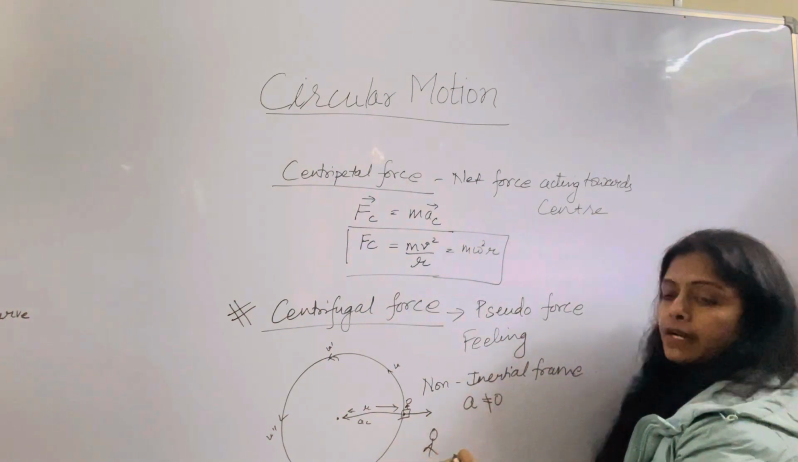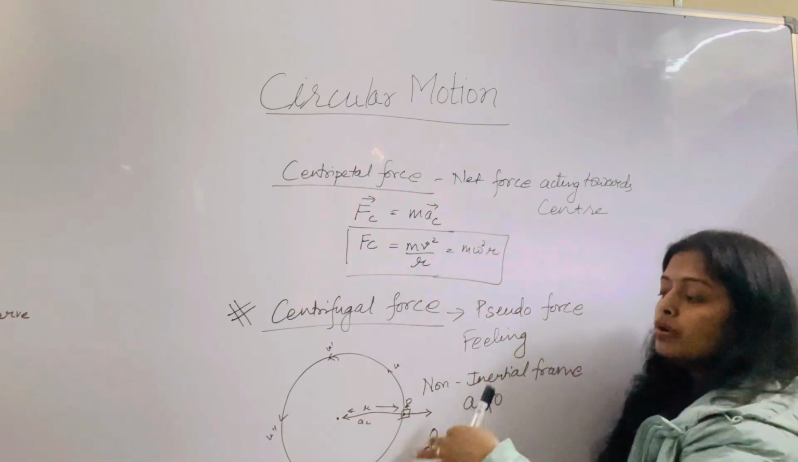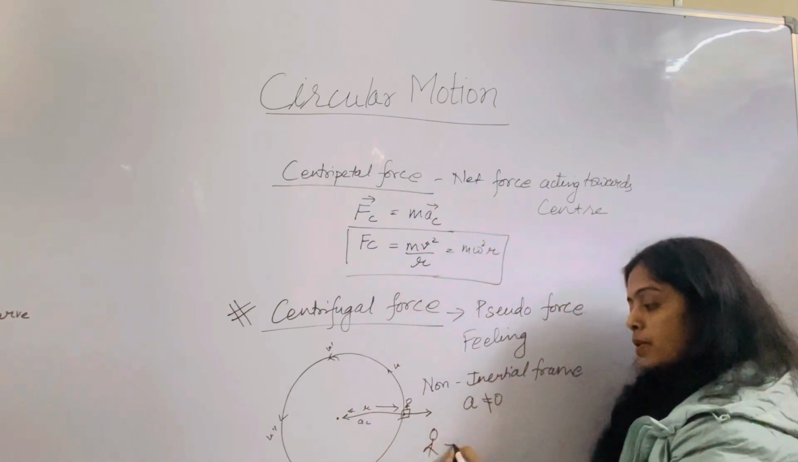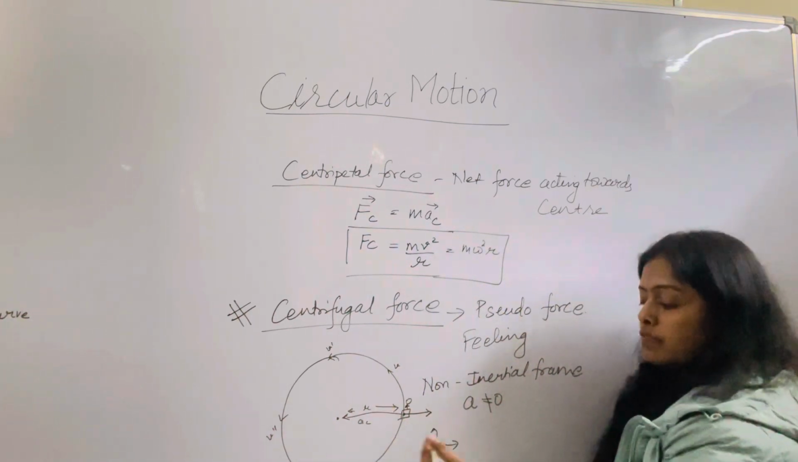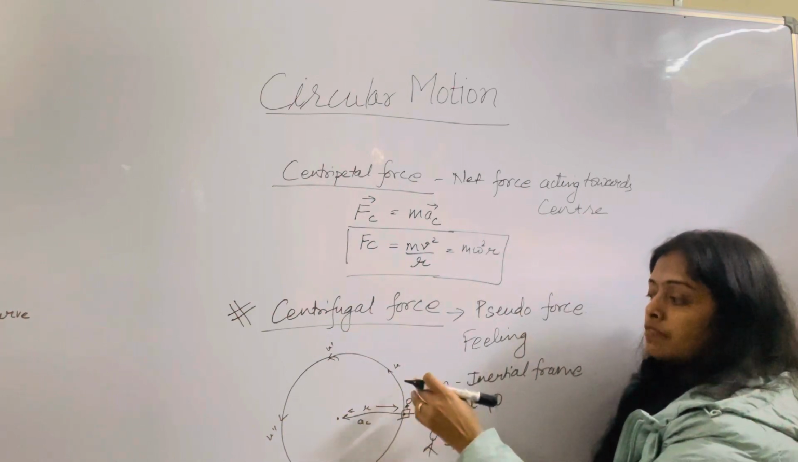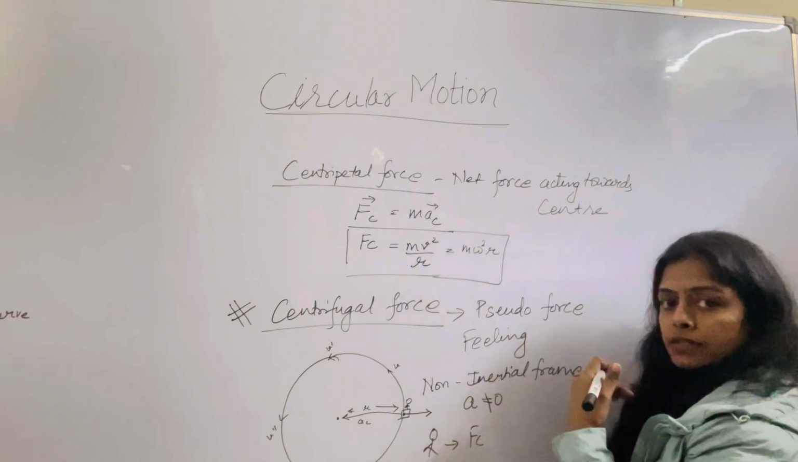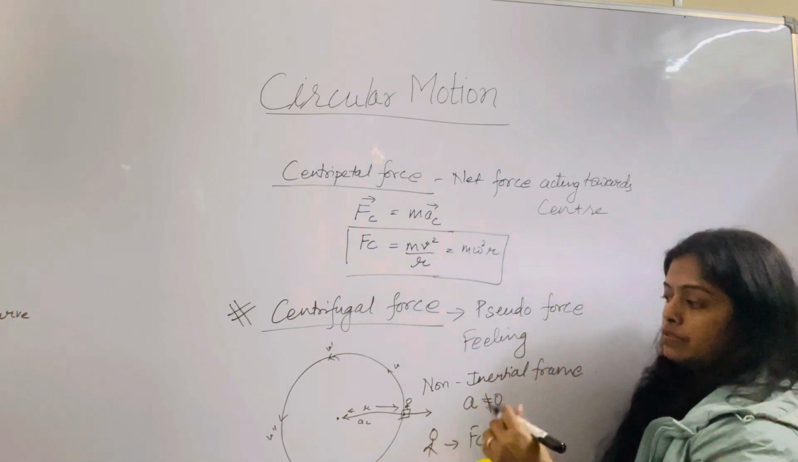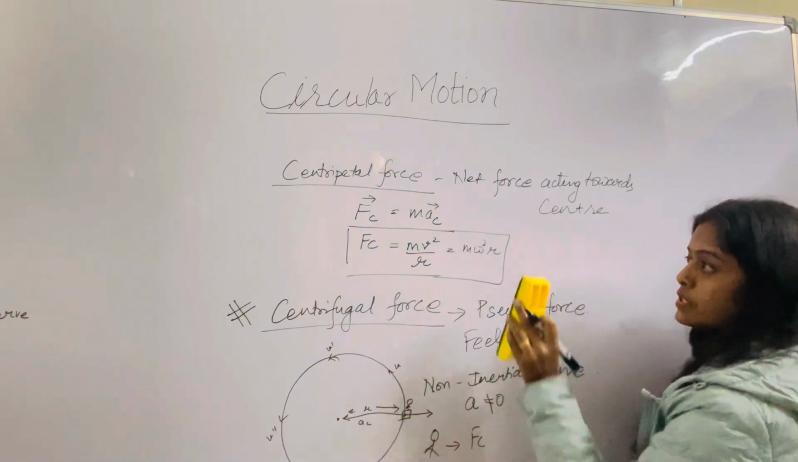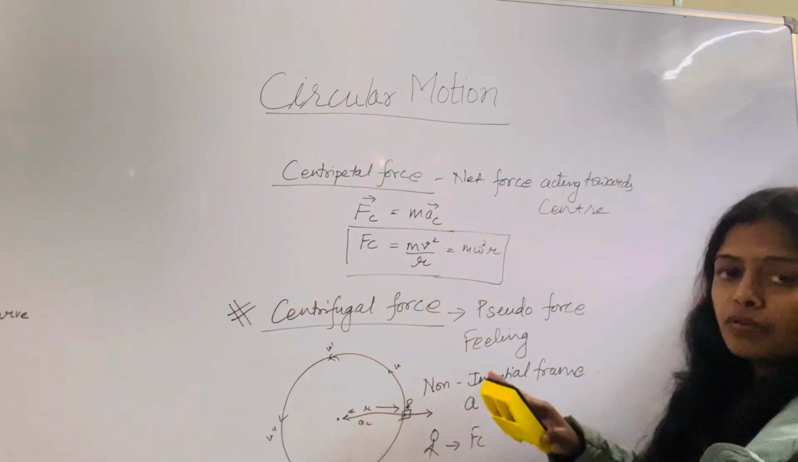Suppose the person is standing over here and seeing the whole incident. According to this person, there is a centripetal force acting toward the center, but for the person sitting within the non-inertial frame, there is an outward force acting in the outward direction from the center. So this is the difference between centripetal and centrifugal force. This is a pseudo force, this is a real force.